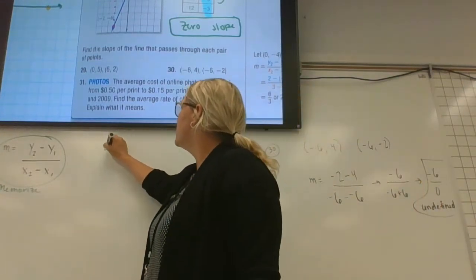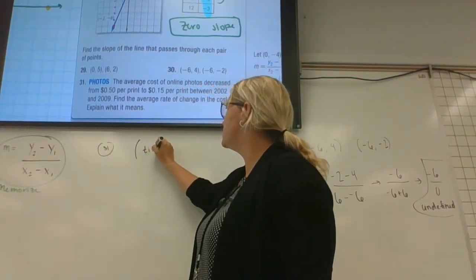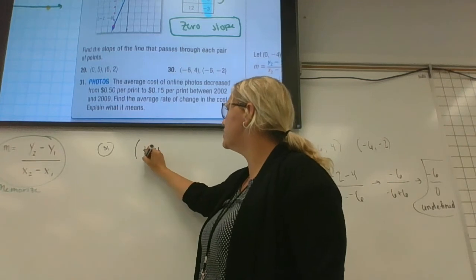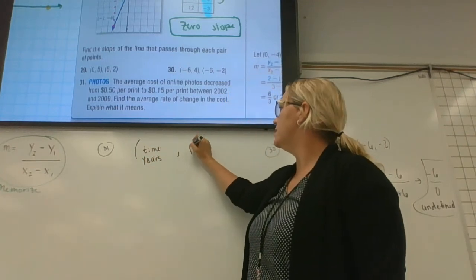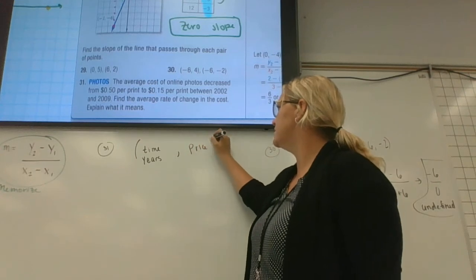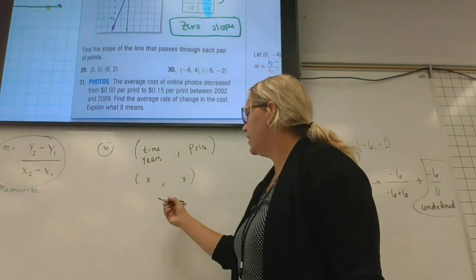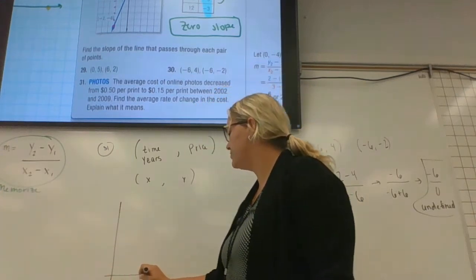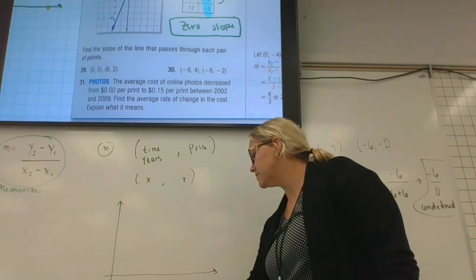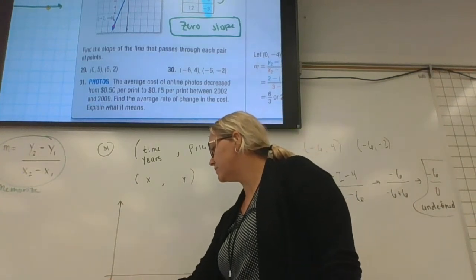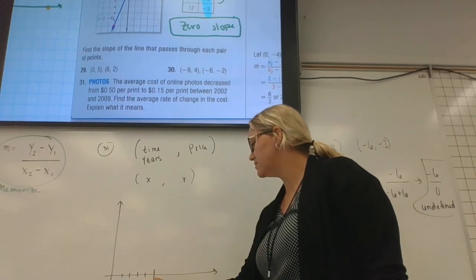When it comes to word problems, time or years is usually the X value, and then price or cost is usually the Y value. Alright, so you don't have to make a graph, but I'm just going to give you a quick visual. If this is years here, I would call this 2000, 2005.